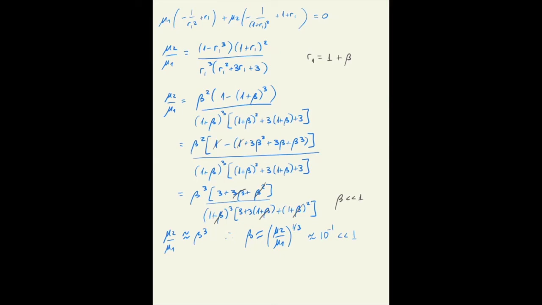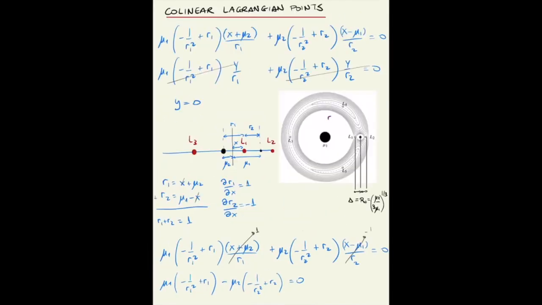So we find that for the point L3, R1, which was 1 plus beta, if beta is much, much less than 1, is about the same as the semi-major axis of the two-body problem. So indeed, we find that L3 must lie on the opposite side of the orbit. This distance between L3 and the star is about the same as the semi-major axis of the primary.